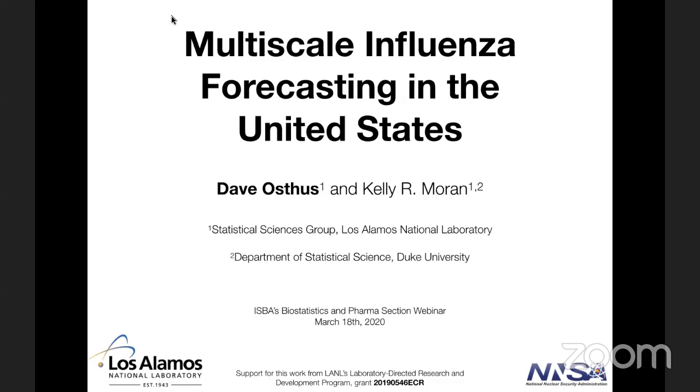Dr. Osthus has spent the last few years working on influenza forecasting in the United States in the context of the U.S. Centers for Disease Control and Prevention's flu forecasting challenge called FluSight. He's participated in this each year since the 2016-17 season, and he actually won the FluSight competition in 2018-19. Dave received his PhD in statistics from Iowa State University in 2015. I will turn it over to you, Dave, to present.